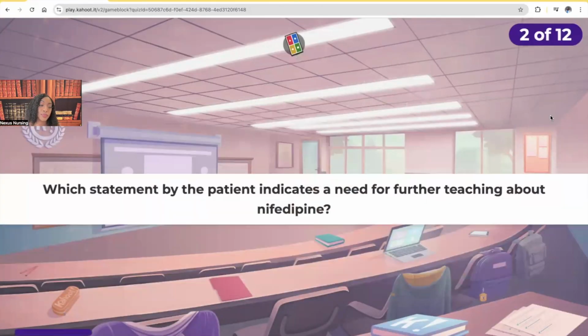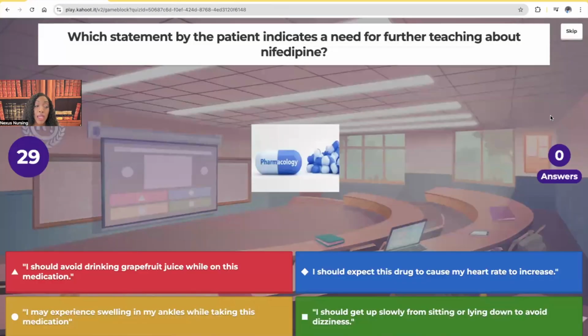Next question. What statement by the patient indicates a need for further teaching about nifedipine? I should avoid drinking grapefruit juice while on this medication. I should expect this drug to cause my heart rate to increase. I may experience swelling in my ankles while taking this medication. I should get up slowly from sitting or lying down to avoid dizziness. What do you guys think?